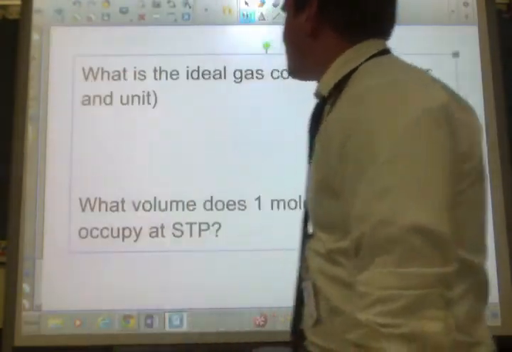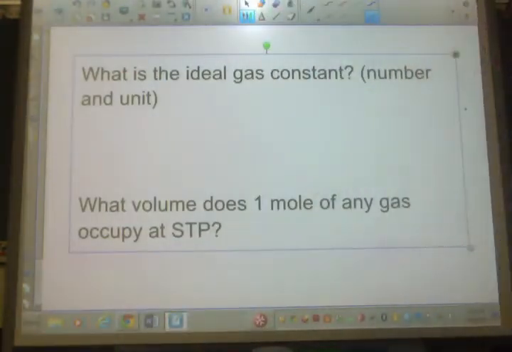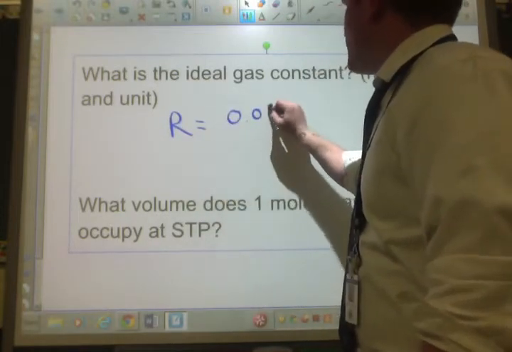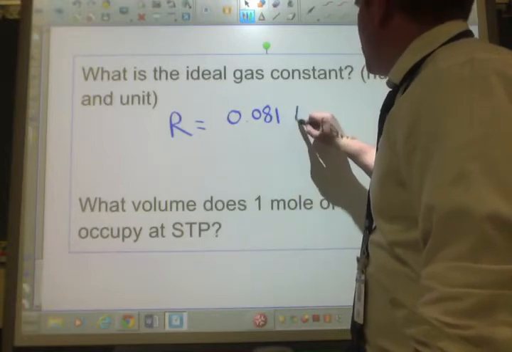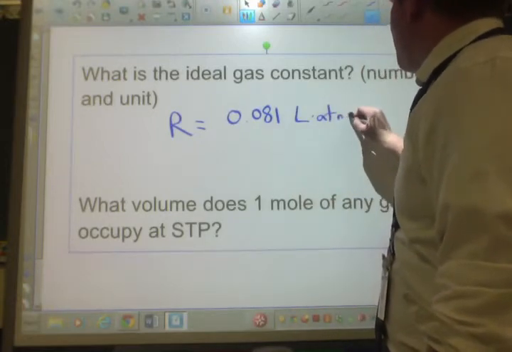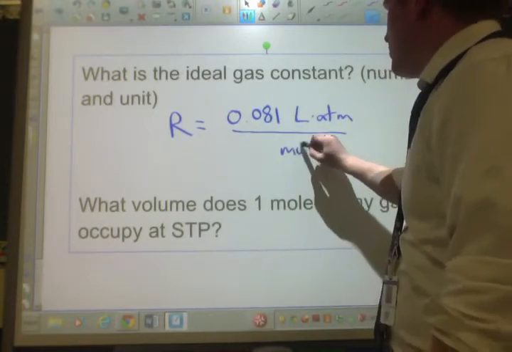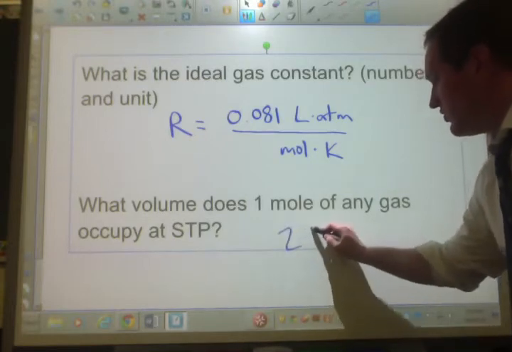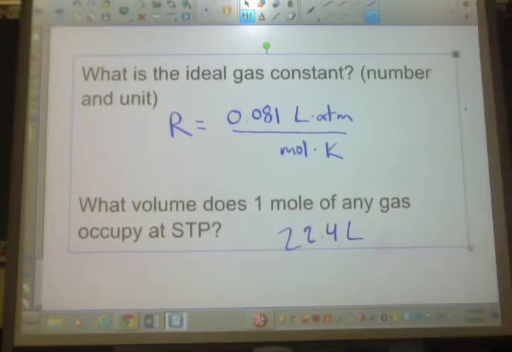Done. Next. What is the ideal gas constant, number and unit? R equals 0.0821 liters times ATM over moles times Kelvin. And what volume does 1 mole of any gas occupy at STP? 22.4 liters.